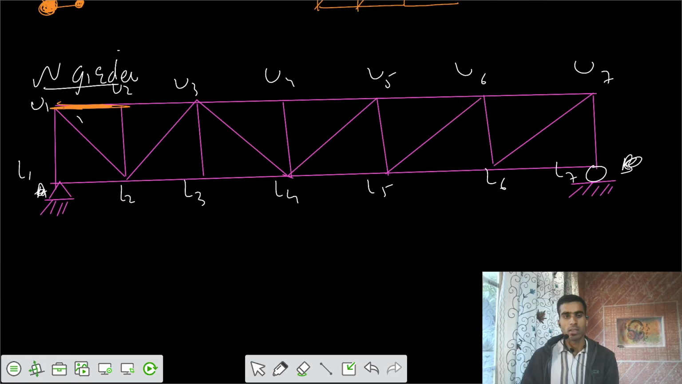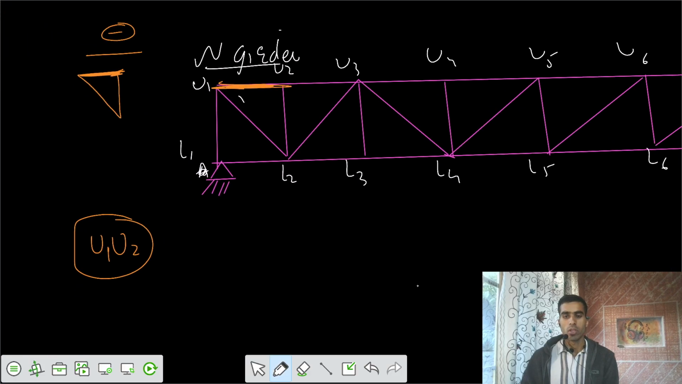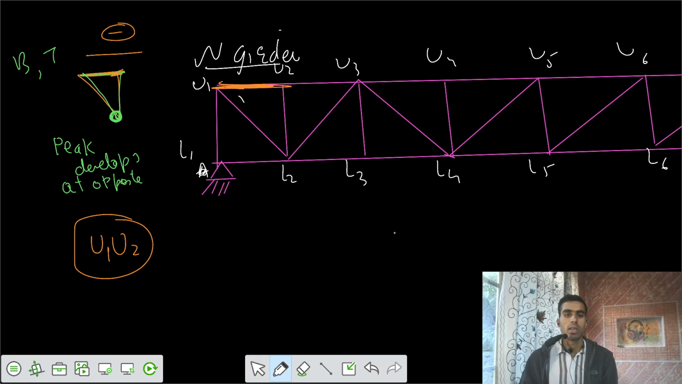Okay, so U1, U2. Let's take U1, U2. I would say the peak would be developed at the opposite side. Peak develops at the opposite side for the bottom chord. But for the bottom and top, peak develops at the opposite joint. If it is mentioned that the load is passing here and here, then I would see where the peak can be. But if it's not mentioned where the loading is, in general the peak develops at the opposite joint.